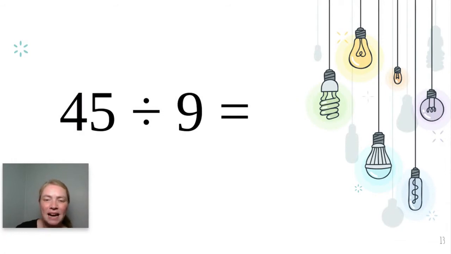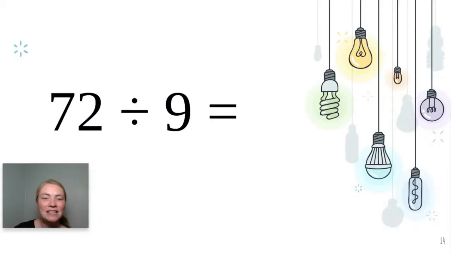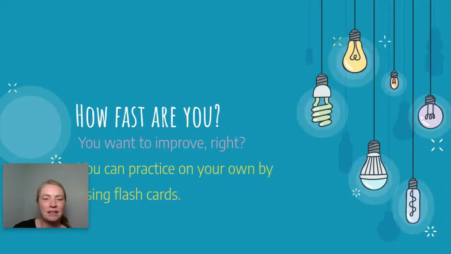45 divided by 9 is equal to 5. 72 divided by 9 is equal to 8. How fast are you? You have been getting faster and faster each and every day.